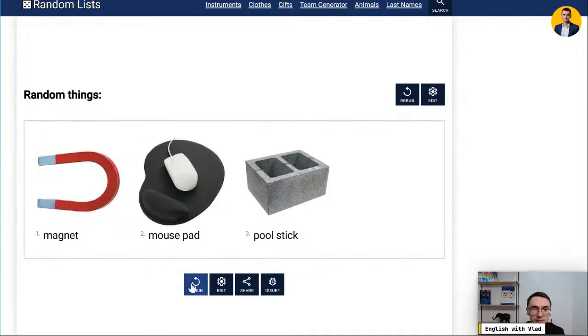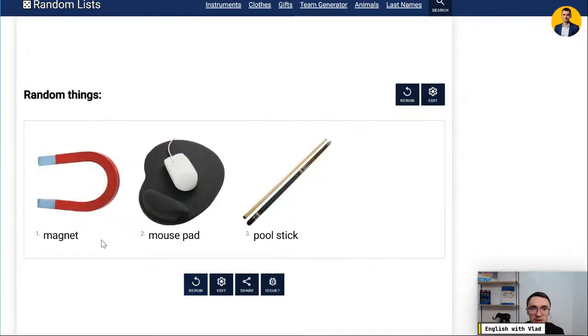Let's generate some more. This time I'll ask you to pronounce it before me. Let's go. You pronounce it first. What is this? It's a magnet. Magnet. How about this one? Mouse pad. Mouse pad. I never used any of these. I use something else just to rest my elbow, like an elbow pad, but not a mouse pad. And how about this one? Say it with me. It's a pool stick. Pool stick. Good job.